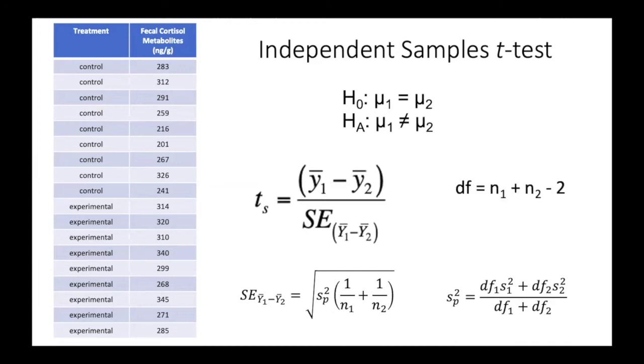Now, the last thing you need to know about is the degrees of freedom for this test. For a two-sample t-test, our degrees of freedom are equal to the sample size from the first sample plus the sample size from the second sample minus 2. So in essence, then, we're subtracting 1 from each of these sample sizes to get our degrees of freedom.